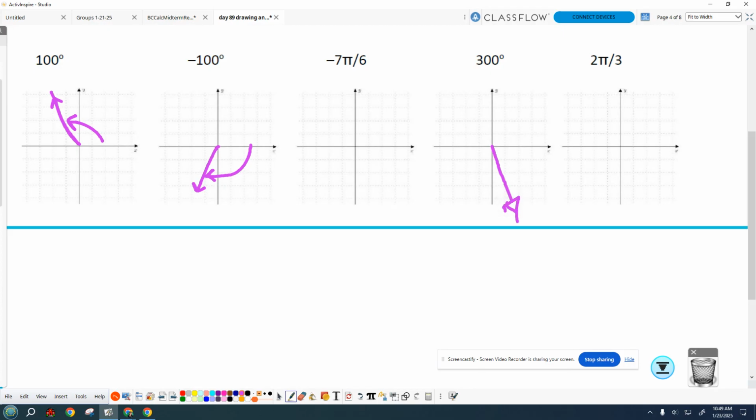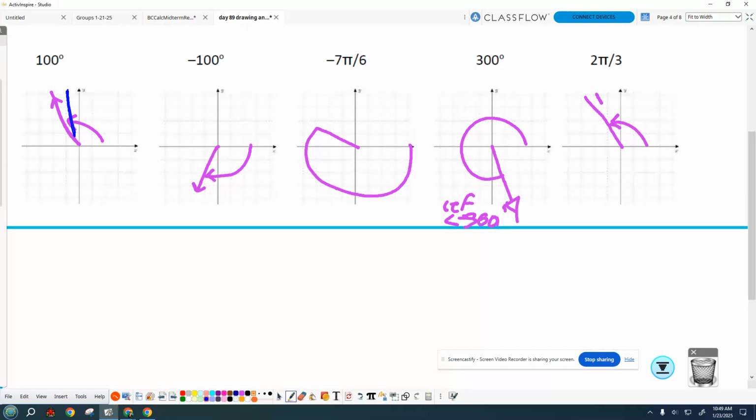Don't convert to degrees and then go. Is that what you're doing? Thank you. He's writing reference angle down too. Okay, all right, here we go.